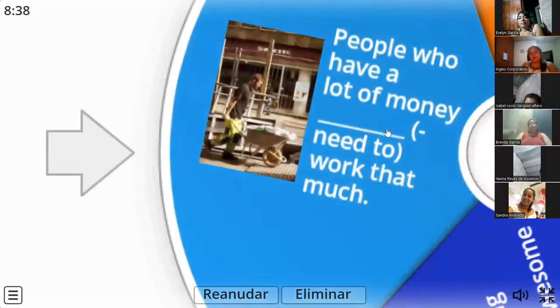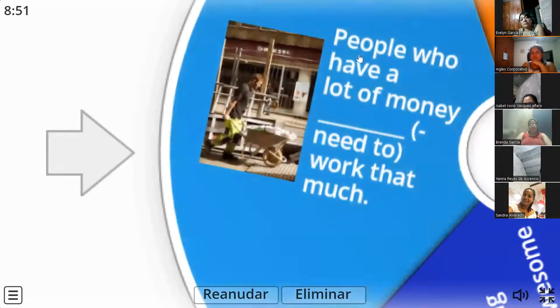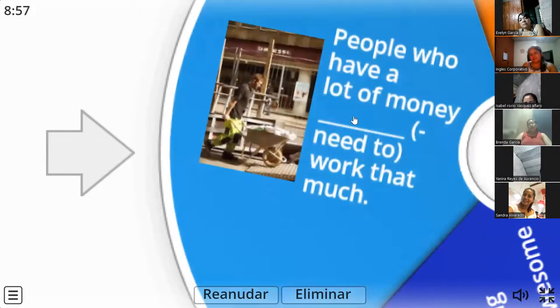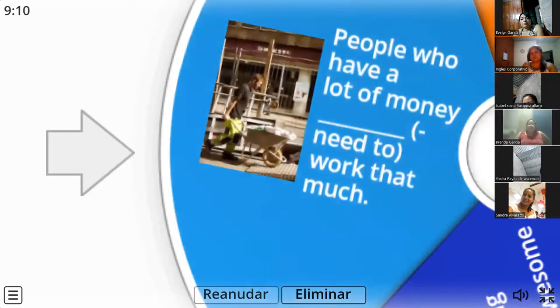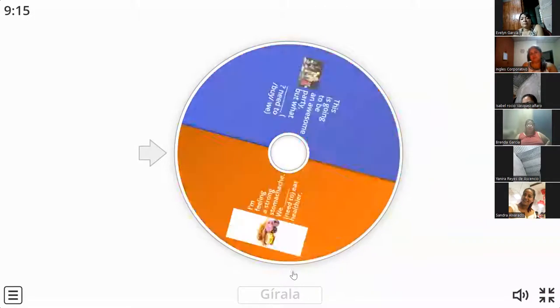People who have a lot of money. Negative. People who have a lot of money don't need to work that much. Mm-hmm. Because they have money, right? It's okay if they work just a couple of hours.